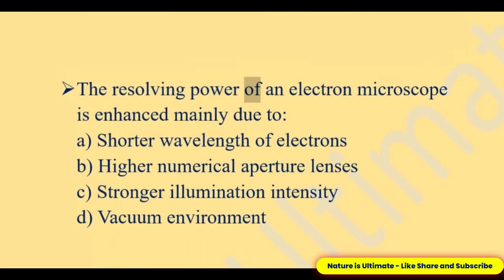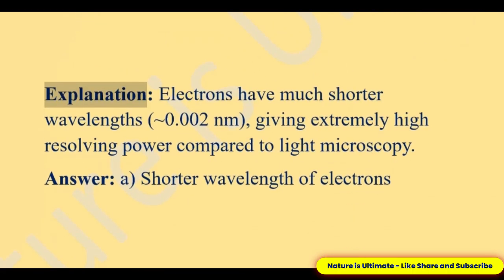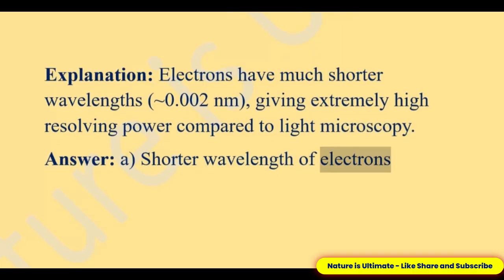The resolving power of an electron microscope is enhanced mainly due to: A. Shorter wavelength of electrons. B. Higher numerical aperture lenses. C. Stronger illumination intensity. D. Vacuum environment. Explanation: Electrons have much shorter wavelengths, around 0.002 nm, giving extremely high resolving power compared to light microscopy. Answer: A. Shorter wavelength of electrons.